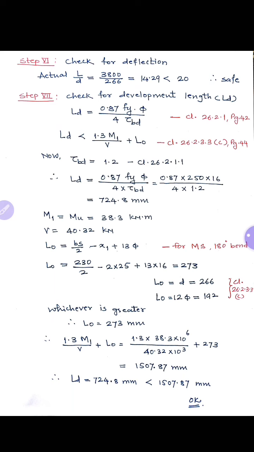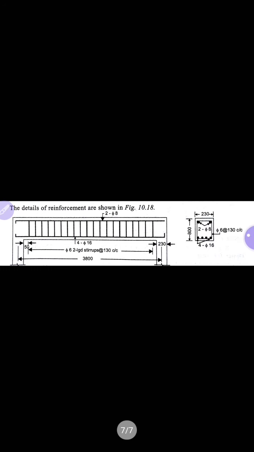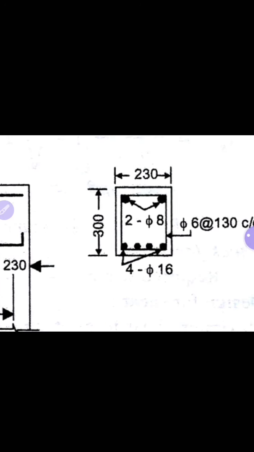Based on this, now we are going to calculate 1.3 M1 by V plus L0, and this value comes out to be 1507.87 mm. So ultimately you can see what we are having now. We have to compare this value with LD, which we have already calculated, and this LD is 724.8 mm, which is less than 1507.87 mm, which is our requirement. Fine. In this way, now we are having this as our final summary of the design.